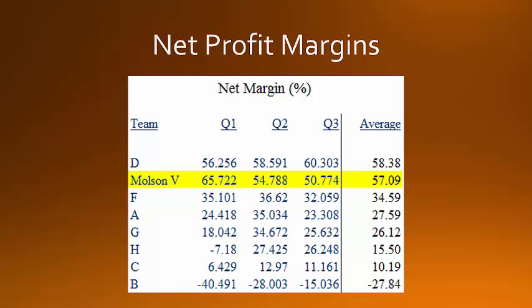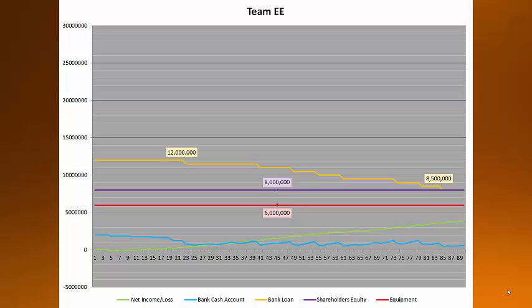When it comes to net profit margins, Molson 5 was actually beaten by Team D, whose high production capacity allowed them to have very low overhead costs, which reduced the overall costs of their products. This graph will give you an idea of Molson 5's financials over the course of the competition.